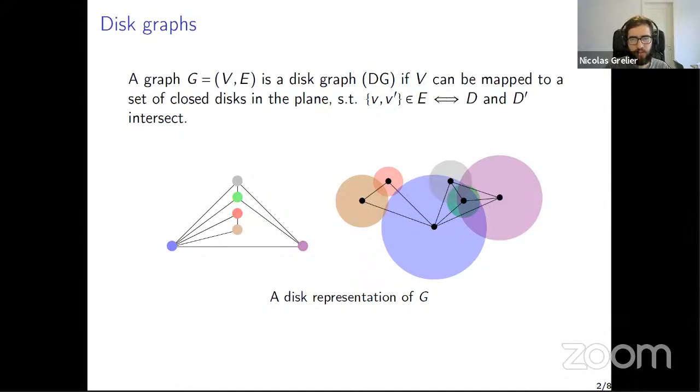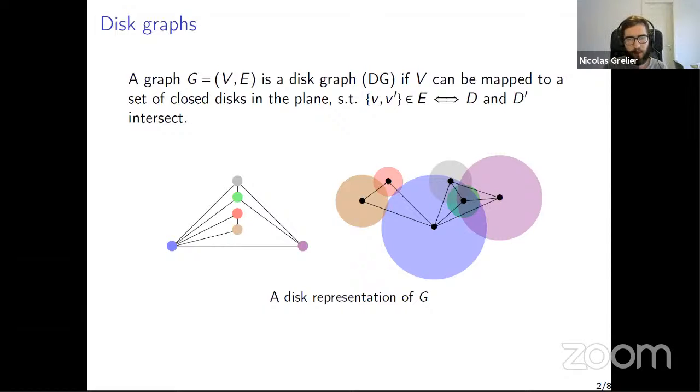So here, each vertex is mapped to a disk. For example, this blue vertex here is mapped to this blue disk. And then, whenever you have two adjacent vertices in your graph, for example the blue and red vertices here, you can see that the corresponding disks intersect. On the contrary, for any pair of vertices that are not adjacent in the graph, say the red and green vertices, the red and green disks do not intersect. So this is the definition, and we can see that G is a disk graph because it has a disk representation.